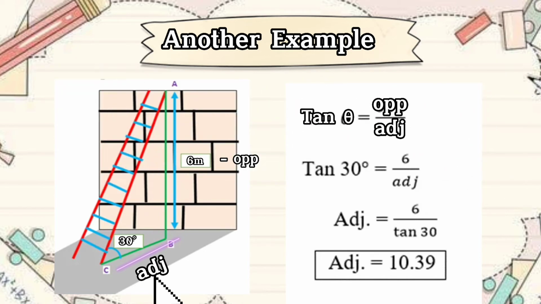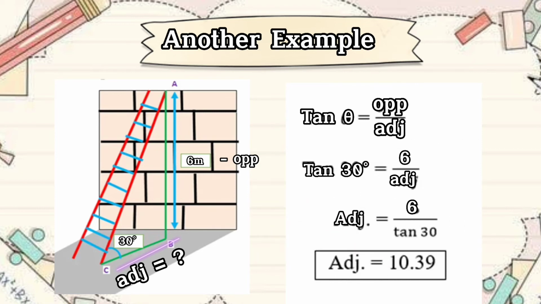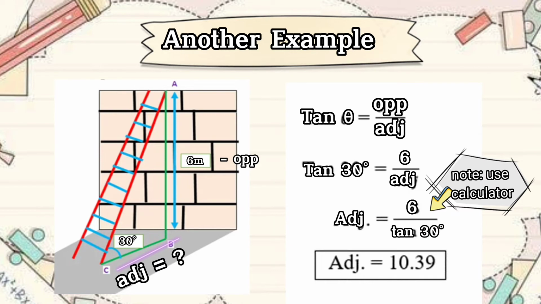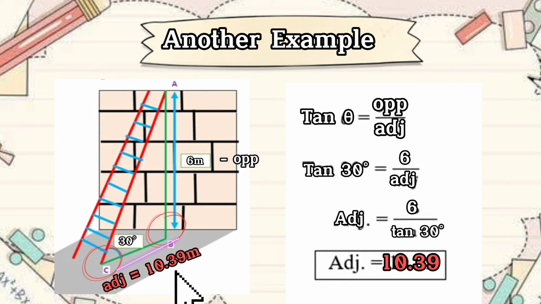Therefore, tangent theta is equal to opposite over adjacent, or tangent 30 degrees is equal to 6 over adjacent, and the next step is cross multiplication to find the adjacent. So, the adjacent is equal to 6 over tangent 30 degrees, and that is equal to 10.39. Thus, the distance of the ladder from the foot of the wall is 10.39 meters.